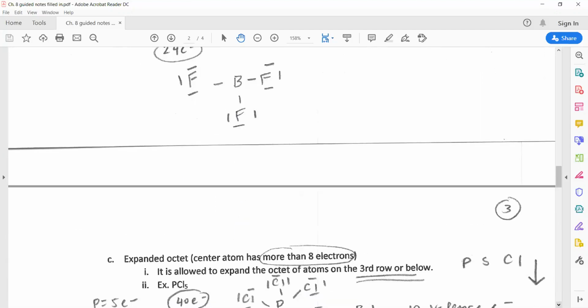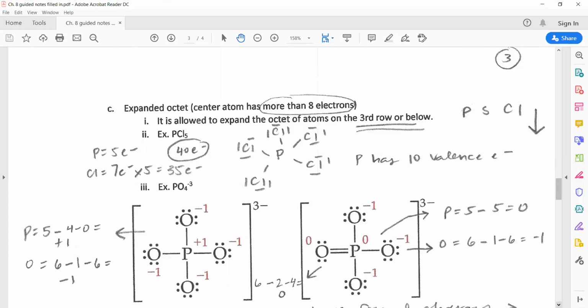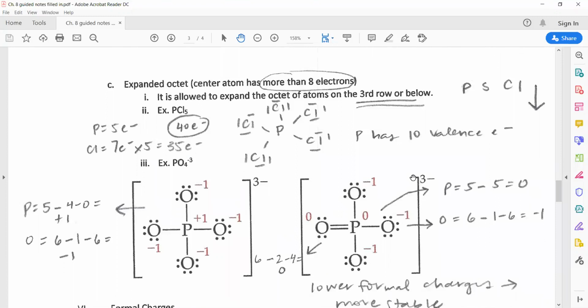An expansion of an octet is when you have more than 8 valence electrons. In order to do this, there's 2 things you have to have. What I mean by that is for an atom to have an expanded octet, more than 8 valence electrons around it, it has to be the center atom first off. So it has to be in the center of the molecule. It also has to be on the 3rd row of the periodic table or below. So phosphorus, sulfur, chlorine, or below. Any of those can have an expanded octet or more than 8 valence electrons.